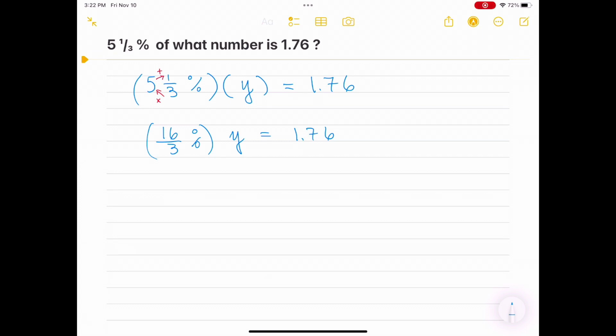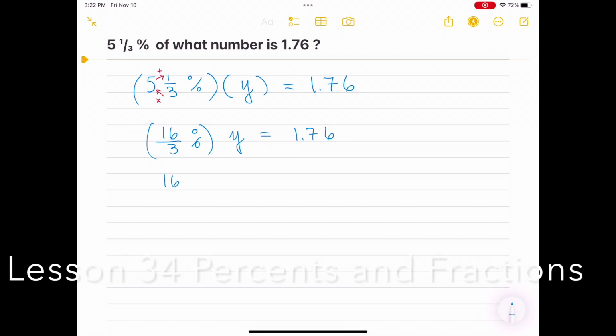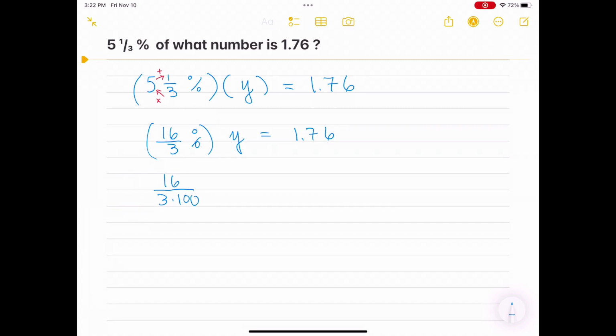Now we convert the percent into a fraction. If you need a refresher on how to do so, please watch lesson 34, percents and fractions. So we convert the percent into a fraction by multiplying the number with 1/100ths, or multiplying the denominator by 100. So we have 16 over 3 times 100 times y equals 1.76.